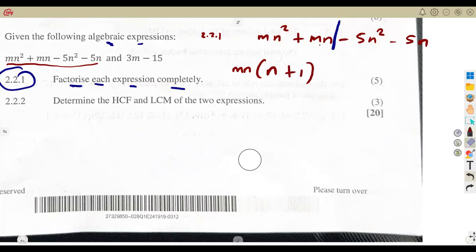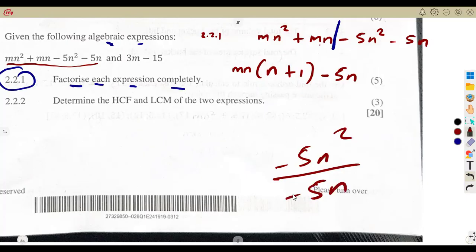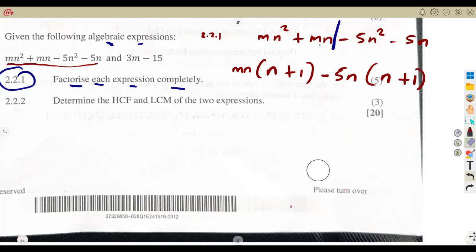All right. For the last 2 terms, you're not just supposed to factorize. You factorize focusing on the first bracket, because you're supposed to obtain exactly what you have in the first bracket. So you're going to factor out minus 5n. Minus 5n squared divided by minus 5n cancels, and you remain with positive n. Minus 5n divided by minus 5n is definitely a positive 1, because these two are the same and they just cancel. As you can see, guys, the 2 brackets are the same.